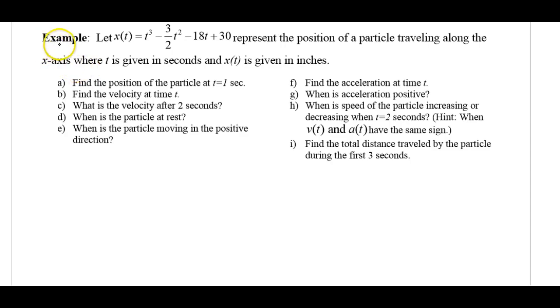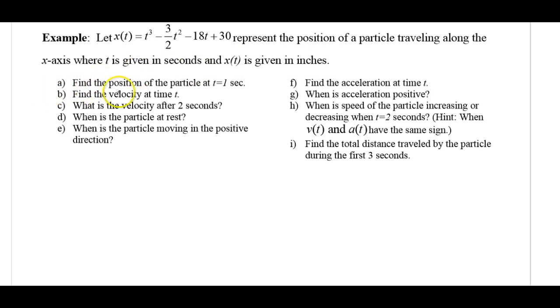Alright, let's look at this example with multiple parts. Let x of t equal t cubed minus 3/2 t squared minus 18t plus 30. That's going to represent the position of a particle that's going to travel along the x-axis, where t is given in seconds and x of t, the position, is given in inches.